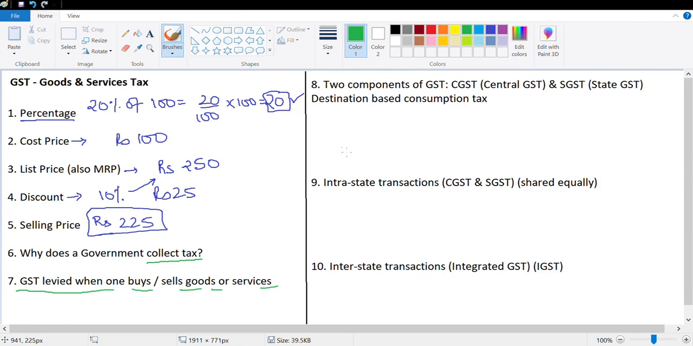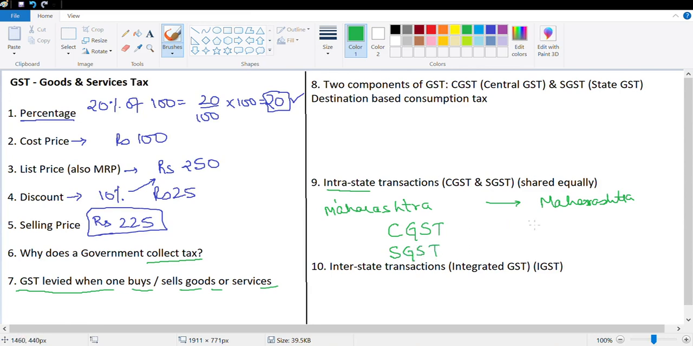Now, there are two kinds of transactions under GST. One is an intrastate. Intrastate would mean that the product or service originates in one city, let's say it originates in Maharashtra and it is sold within Maharashtra. So it is within the same state. That's called an intrastate transaction. There are two components to this transaction. One is called the central goods and services tax, and the other is called the state goods and services tax.